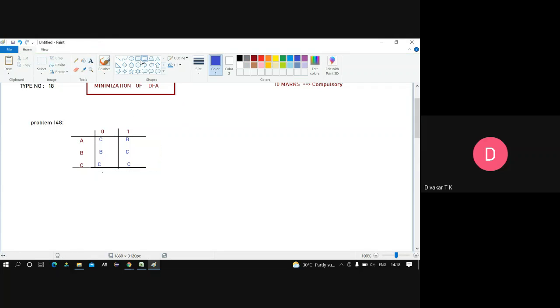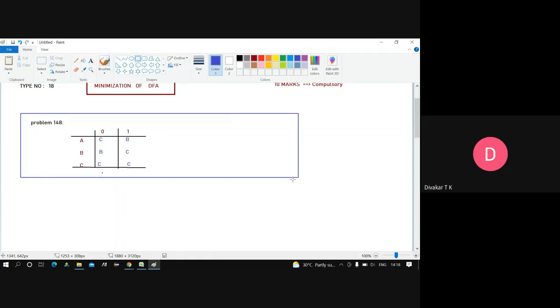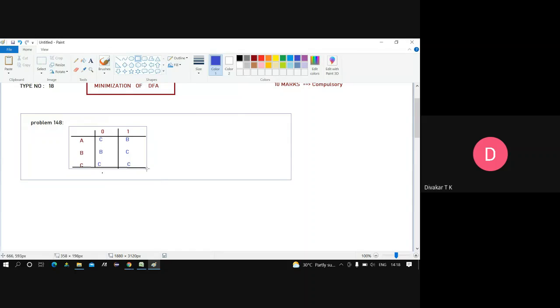They give this problem only. This is the transition table actually. This is the given problem. As we know, this is the given transition table. Long back we studied this is the transition table, delta. So this is the given table.